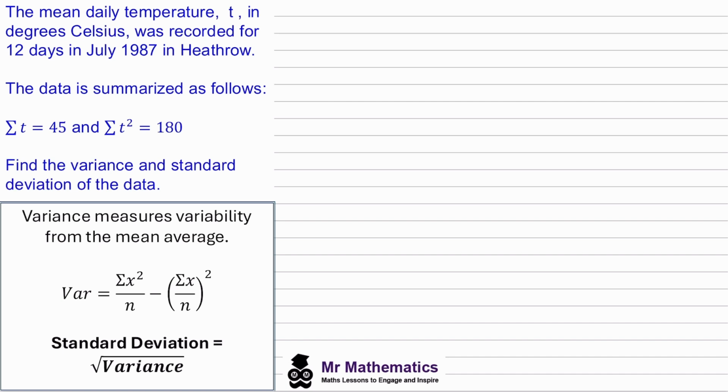Okay, so welcome back if you had a go. To work out the variance, and we say the variance of t, we need the sum of t squared, which we're given here as 180, divided by our sample size of 12, minus the square of the mean average, and the mean is the sum of the data divided by the same sample size. So this will be 45 over 12 all squared. We can work this out on our calculators and we get 15 over 16. So this will be our variance.